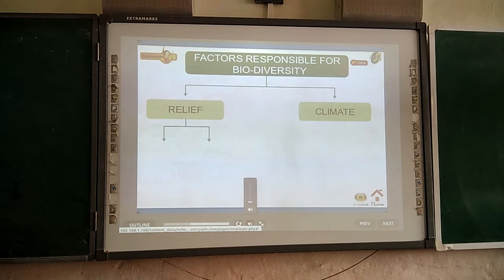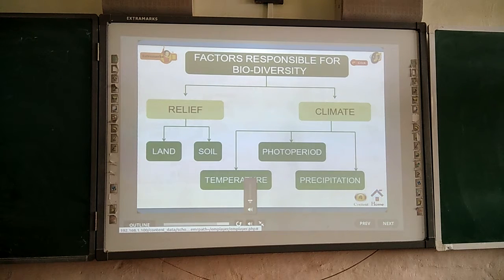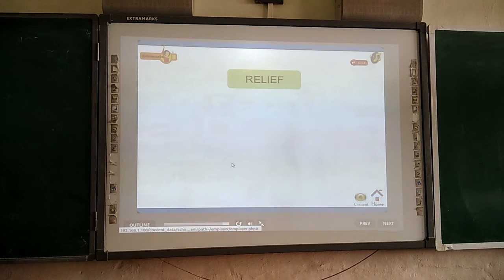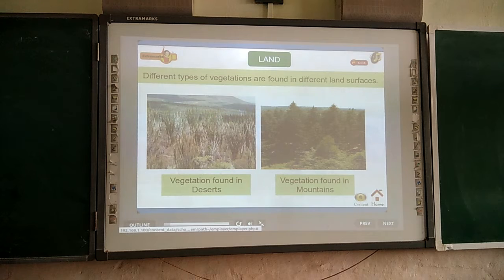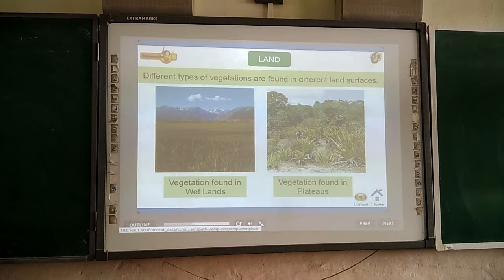The relief features which affect biodiversity are land and soil. The climatic features which affect biodiversity are temperature, photoperiod, and precipitation. Let us first discuss the relief features, that is, land and soil. Land. Different types of vegetation are found on different land surfaces. Take a look at the picture given below. Vegetation found in deserts. Vegetation found in mountains. Vegetation found in wetlands. Vegetation found in plateaus.